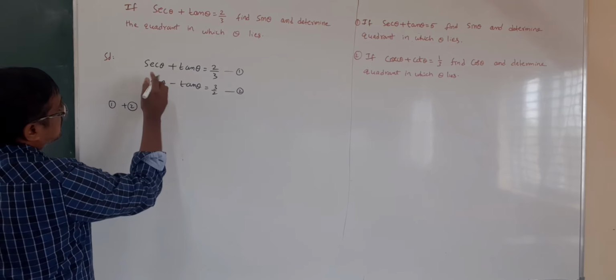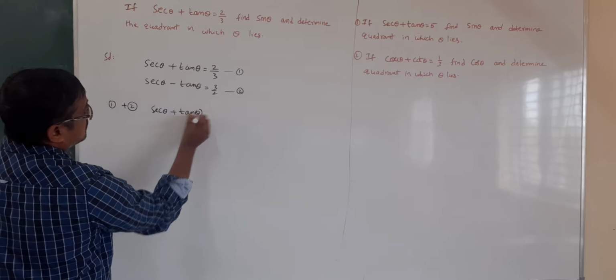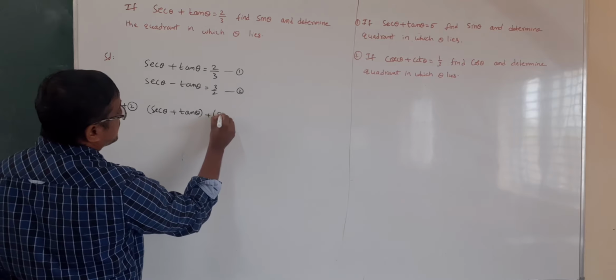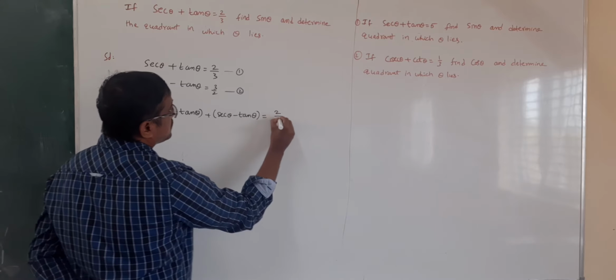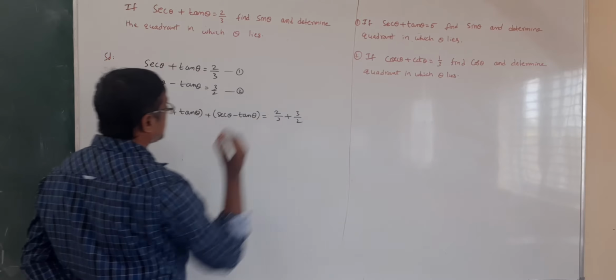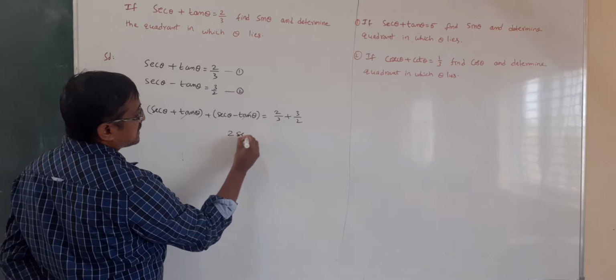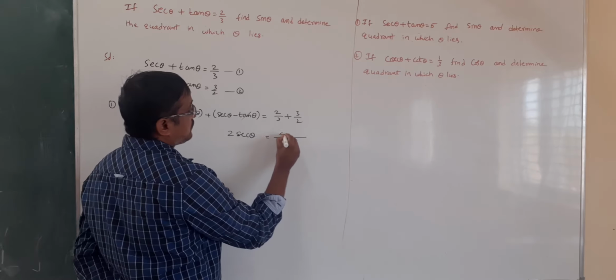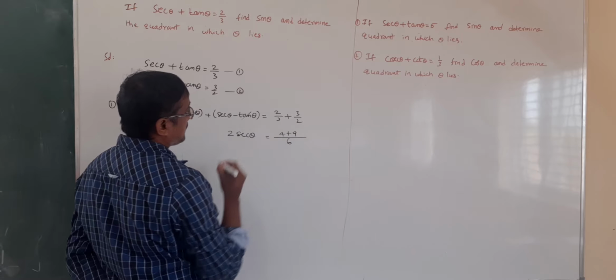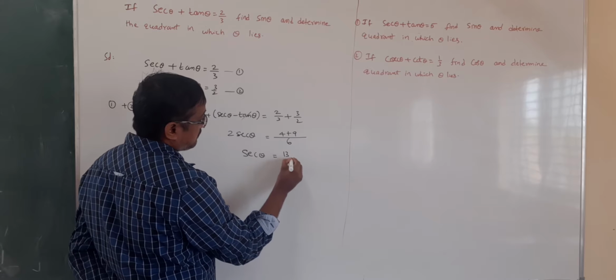You will get secant theta plus tan theta plus secant theta minus tan theta is equal to 2 by 3 plus 3 by 2. Tan theta will be cancelled. So 2 secant theta is equal to, LCM is 6, so 4 plus 9. So secant theta is equal to 13 by 12.